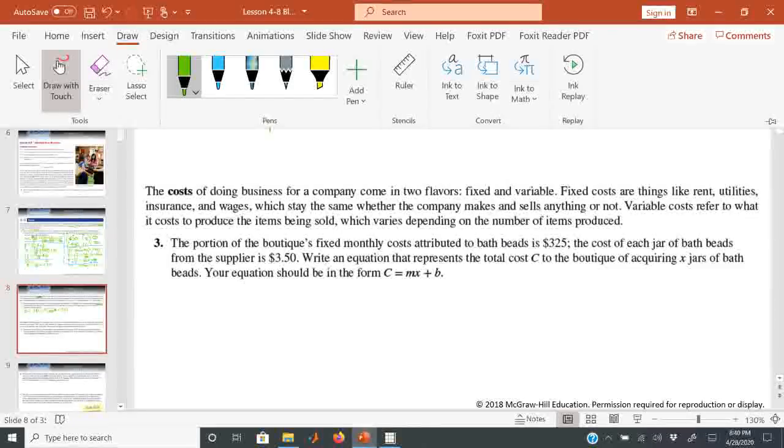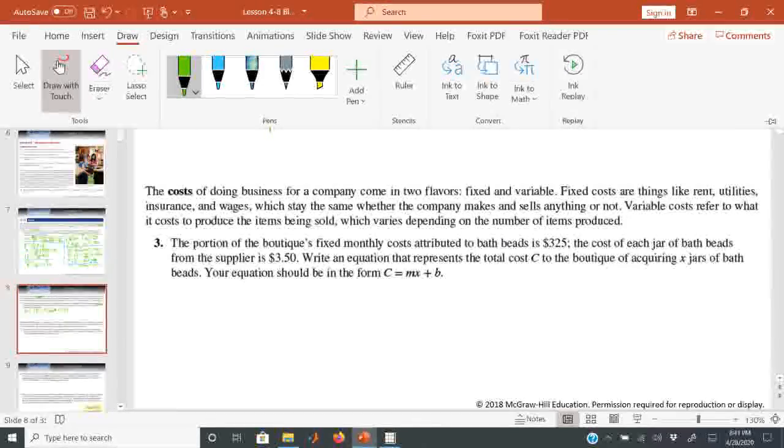All right, question 3. So we're starting to talk about costs. So we've got fixed and variable costs, which we've talked about before. Fixed cost doesn't depend on how much you produce. Variable costs are for things that are consumed in the production. So if you double your production, you double your variable costs. So fixed costs are things like rent, utilities, insurance, and wages. Variable costs are related to the number of things you sell.